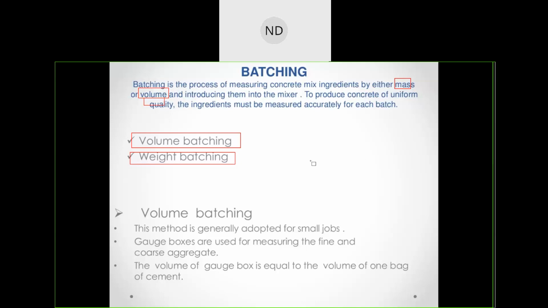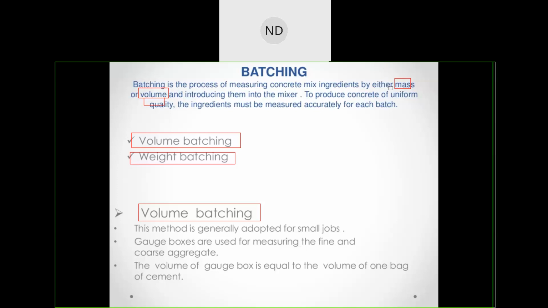So batching is the process of measuring all those concrete mix ingredients, and you can batch them either by volume or by weight. Now what is volume batching? Volume batching is generally adopted for small jobs, and we use gauge boxes here, which are used for measuring the fine and the coarse aggregates.